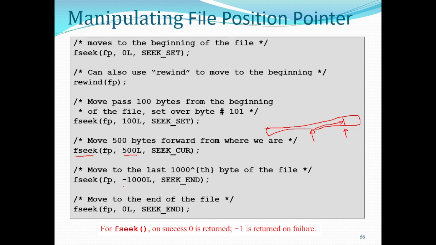Or I can have this function. I want to point my file pointer 1000 bytes from the end. That's why I'm writing minus 1000 there. Or let's say I want to reach the end of the file. In that case, I'm running this function. I think it's clear.